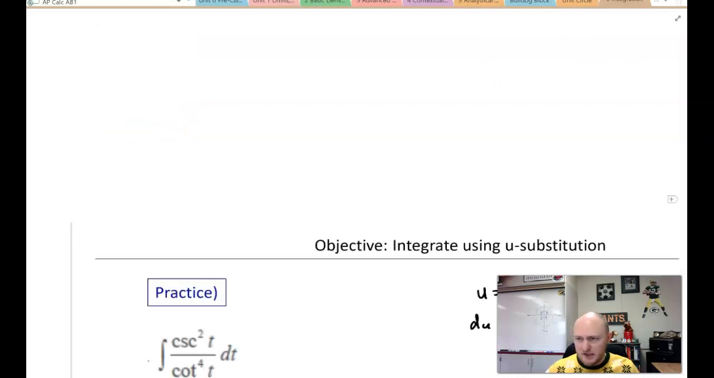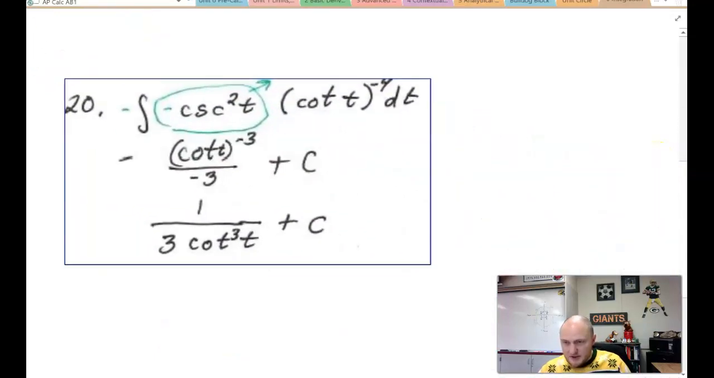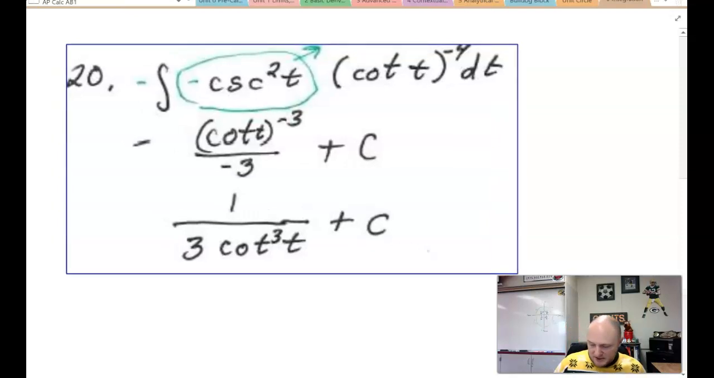All right, here is the answer. So cosecant squared of t, that's your hook-on factor, and obviously, like we said, we had a negative here, and since we didn't have one, we had to introduce it and then balance it. That's where the other negative comes from. Using the negative exponent rule, bringing up the cotangent to the power of -4, that gives us, when we add 1, -3, divide by -3, and you could see it in this format.